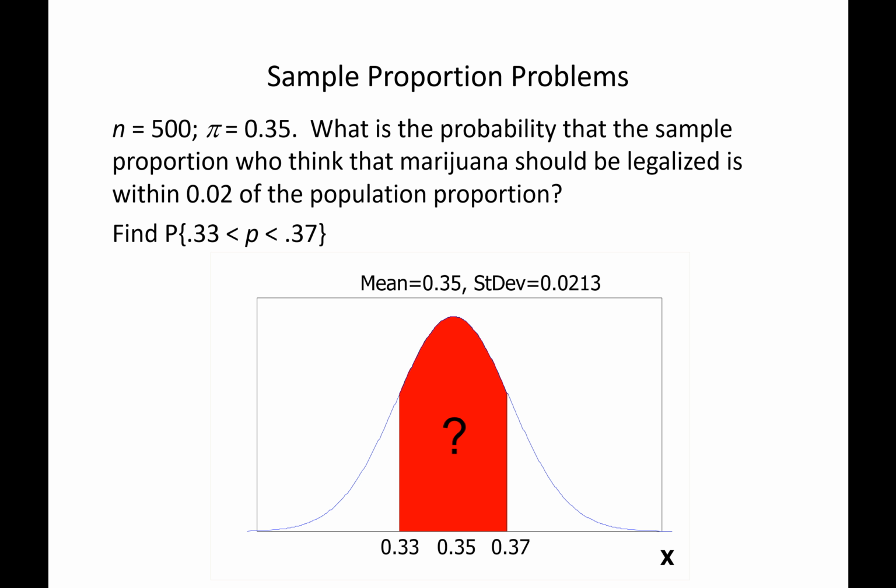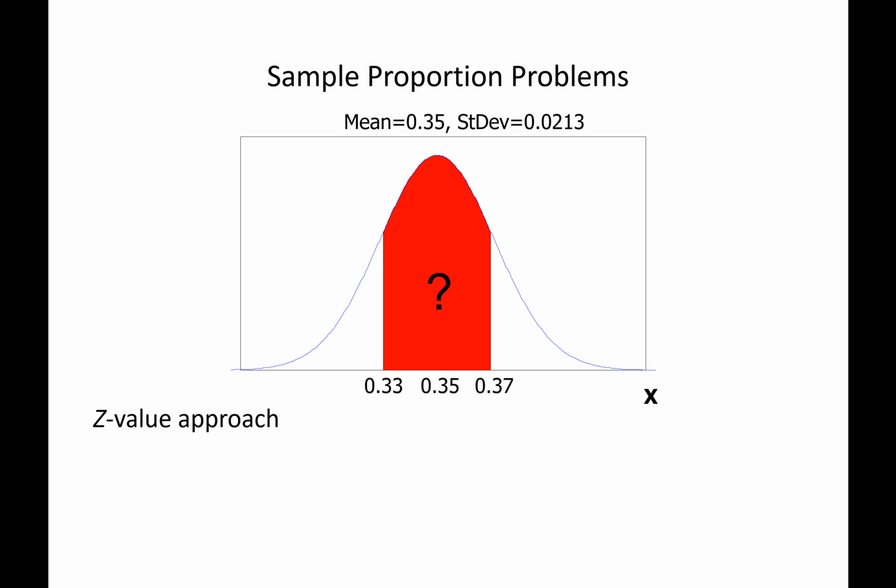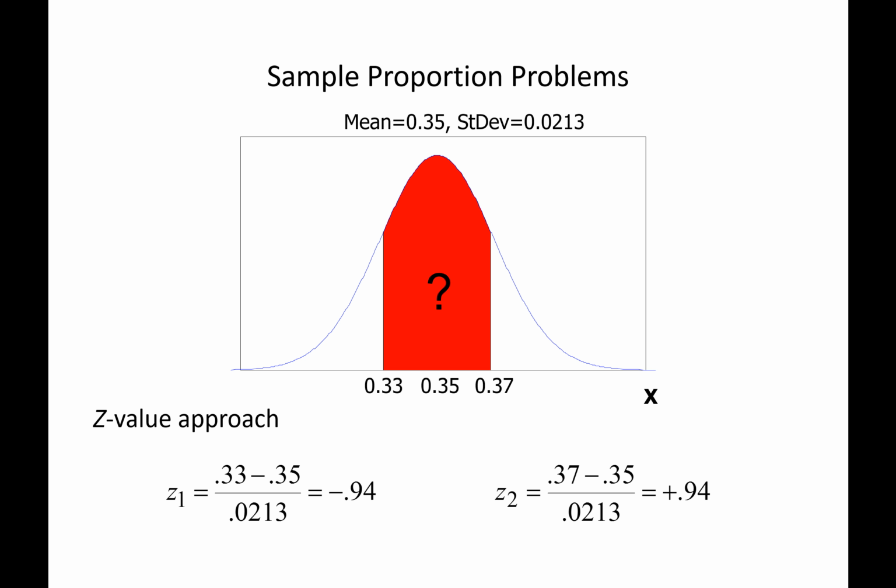We have two ways that we can do this. The first one we would call the z-value approach, and that is to take the values 0.33 and 0.37 and convert them into z values. We do that by getting 0.33 minus 0.35 divided by 0.0213, which is negative 0.94, and a symmetric version of that at positive 0.94.